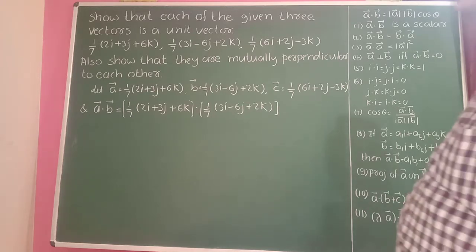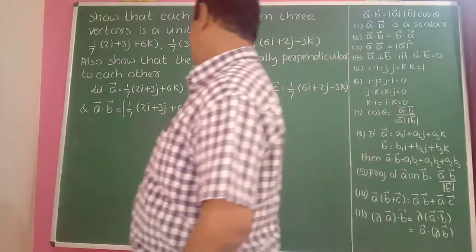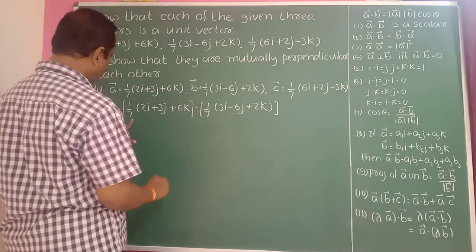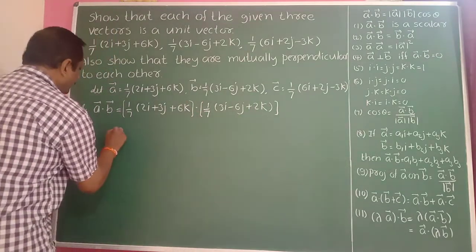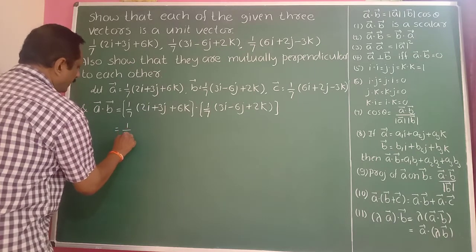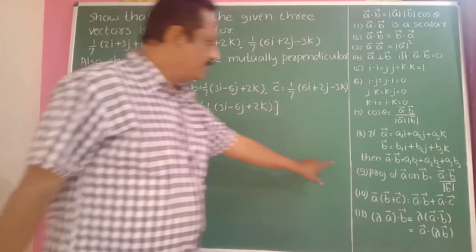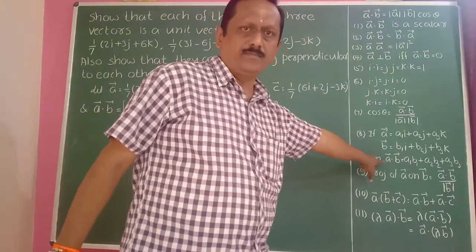So here a bar dot b bar. This is vector a bar, and this is vector b bar. 1 by 7 into 1 upon 7 becomes 1 divided by 49. Then it's a dot product using this formula, a bar dot b bar.